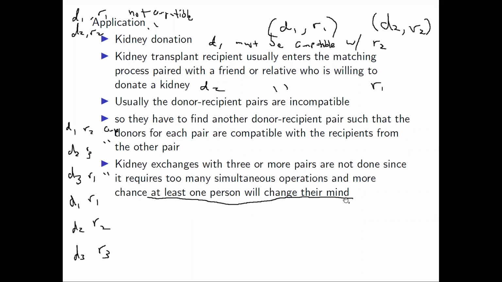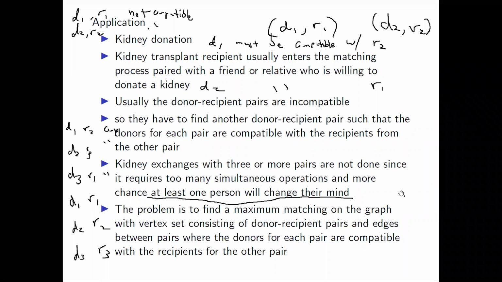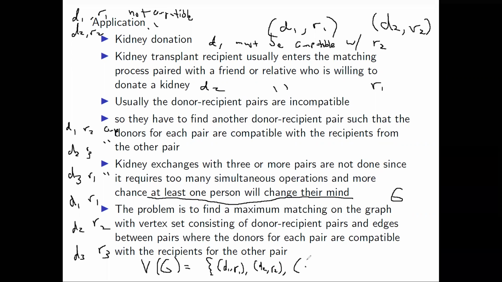And so if we're not going to consider the chains with 3 or more pairs, because these require too many operations and more chance someone's going to back out, then the problem that we're trying to solve here, we can think of it as we have a graph, and instead of having people as the vertices, we have pairs as the vertices. So our vertex set, this graph G, VG, is going to consist of a bunch of pairs, like D1, R1, D2, R2, D3, R3, and so on, however many pairs we have in the process.